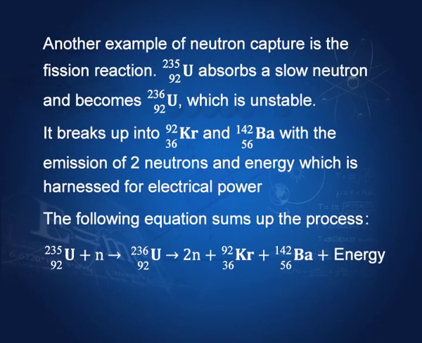You see, 56 plus 36 is 92, so it is conserved. And then here you can see 1 neutron is added and 235 becomes 236, which emits 2 neutrons. So, this plus this should be 234, which it is: 92 plus 142 is 234. And a lot of energy is emitted. Where does this energy come from? We shall discuss it later.